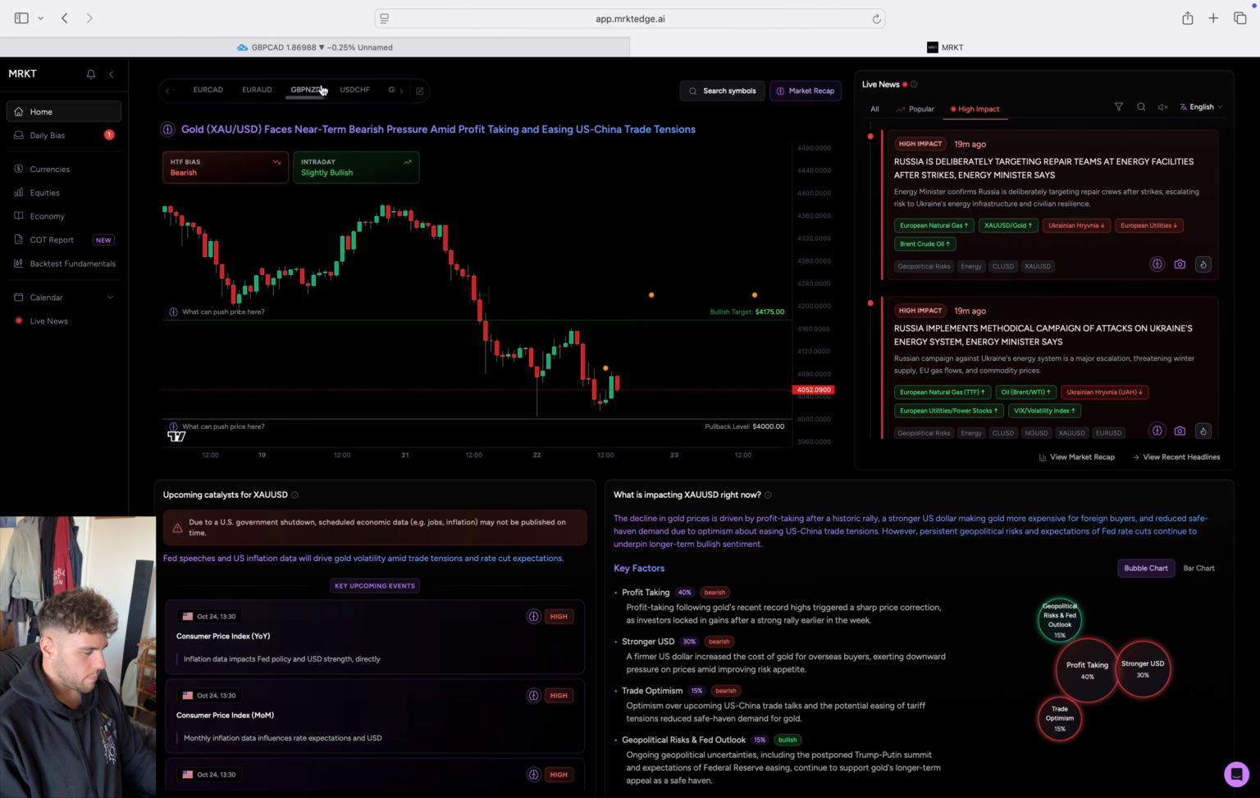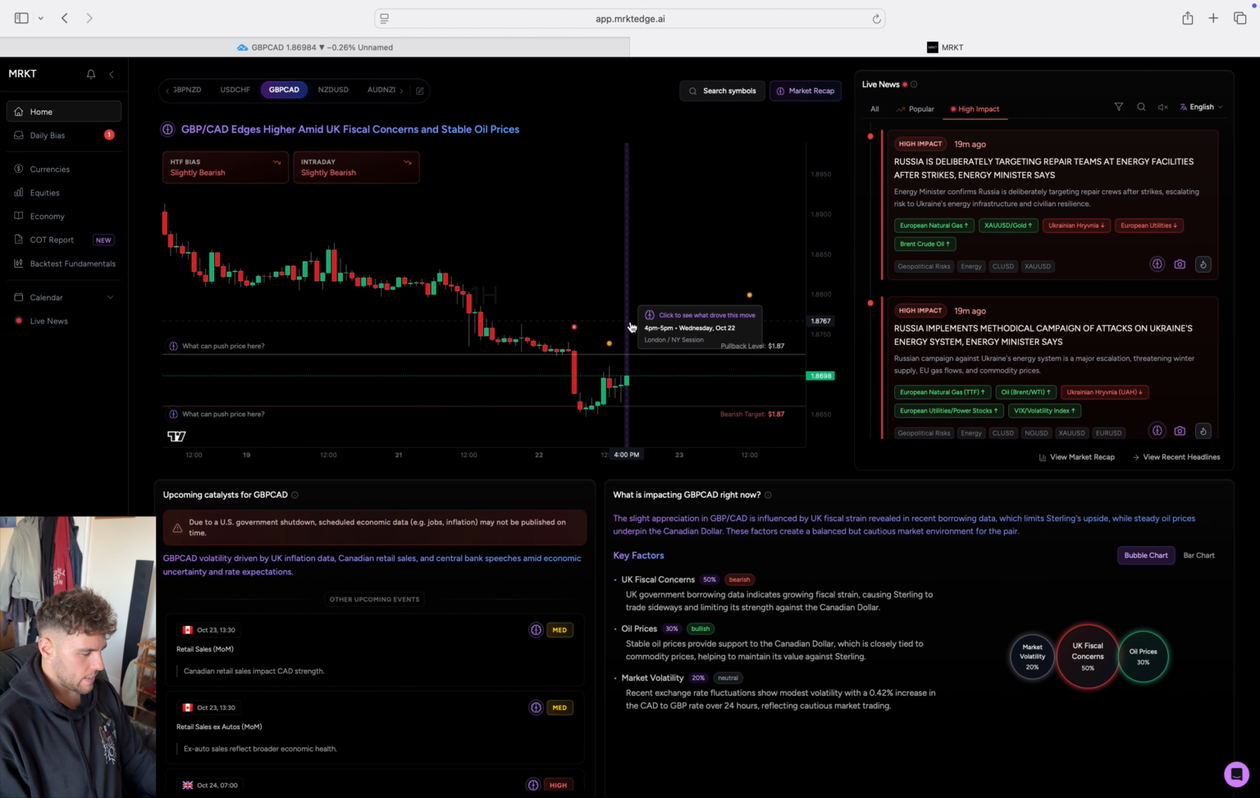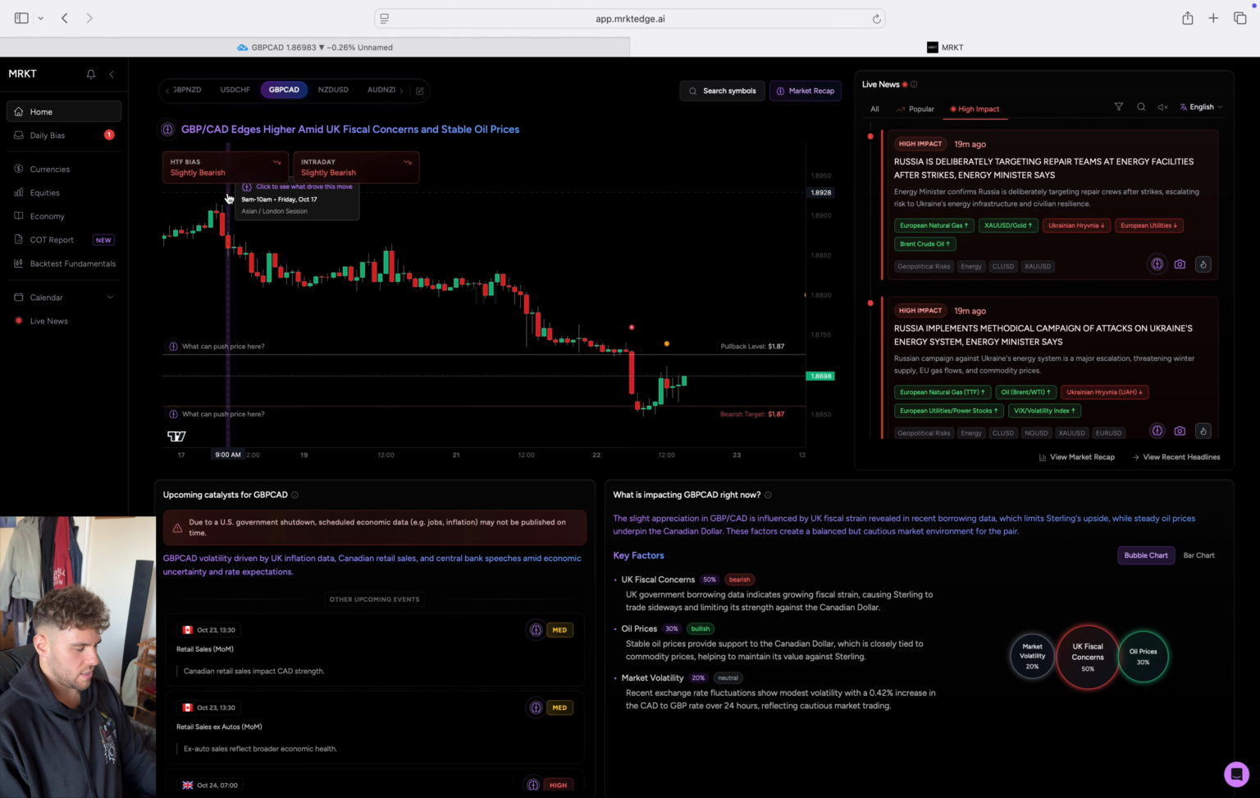Now, of course, my GBP CAD trade was a higher time frame trade, you know, 4 hour, daily, going off that trend line and that sort of thing here. And as you can see, Market AI gives it to us straight away. Higher time frame bias, we are slightly bearish. Intraday, slightly bearish, which obviously supports what we wanted there of the sells in the market. We are looking for sells, we are looking for bears in the market, and Market AI has literally given it to us right here. Higher time frame bias, slightly bearish, intraday, slightly bearish.